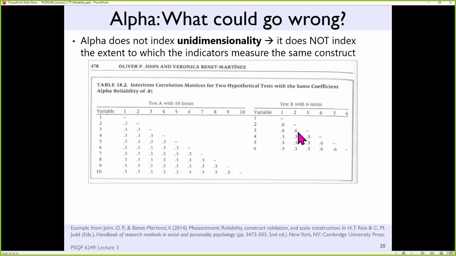In contrast, test B only has 6 items. 3 of them are correlated at 0.6: 1, 2, and 3. 4, 5, and 6 are correlated at 0.6, and across the 2 sets, they're only correlated 0.3. Does this look like it's measuring one thing to you? I don't think so. So my eyeball visual analysis says no. But guess what? Alpha is 0.81 either way.